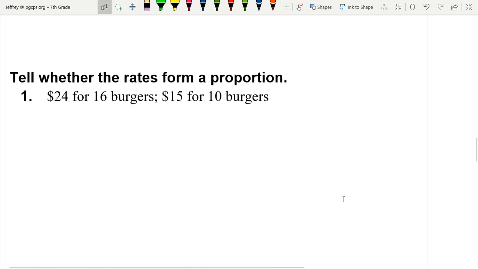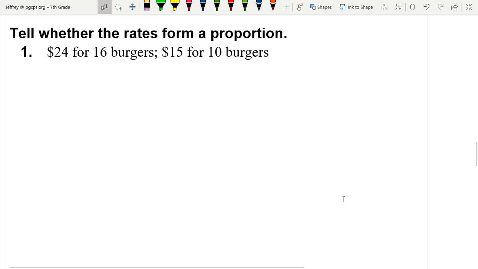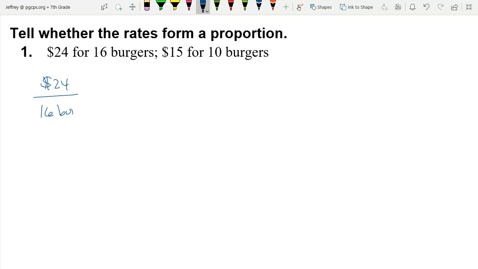Now, let's compare rates. It says here, tell whether the rates form a proportion. So we're talking about rates. Now, you can compare rates either by using the unit rate, or you can also do cross products. So it's up to you. Now, let's try number 1. It says $24 for 16 burgers, right? Then the other one would be $15 for 10 burgers.